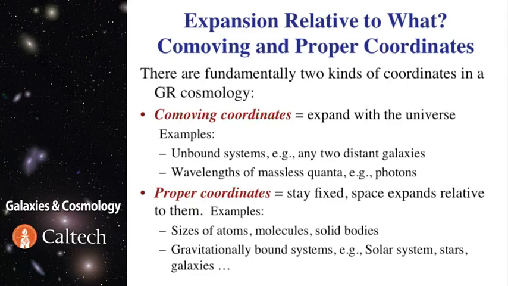Things that do not expand with expanding space are atoms or molecules or solid bodies like planets, or in fact any gravitationally bound systems like the solar system, stars, and galaxies. So galaxies don't puff up with the expanding universe. They stay the same size, but they do go apart.